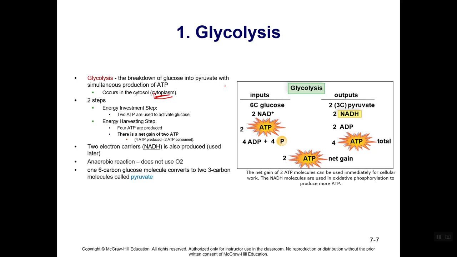So same thing. We invested 2 ATPs because it's kind of like the molecular currency of cells. It's molecular money. We invested 2 ATPs. We got out 4. So we have a net gain of 2 energy molecules, ATP. In glycolysis, we also have NADH being produced. It's used later as an electron carrier. And you might be wondering, well, how is it an electron carrier? And I believe we talked about this in the last chapter, but I'll go over it again.